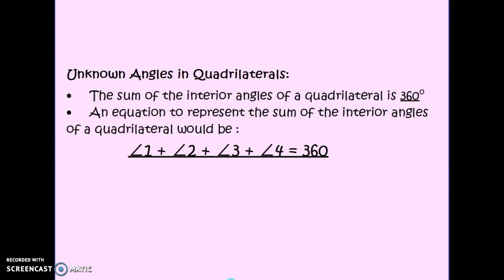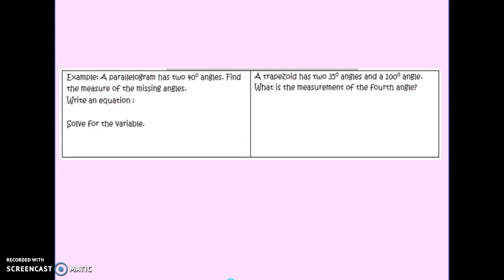So now we're moving into quadrilaterals. The sum of the interior angles of a quadrilateral is 360 degrees. An equation to represent this is shown here, which is just angle 1 plus angle 2 plus angle 3 plus angle 4 equals 360. Okay, so here's our first example.